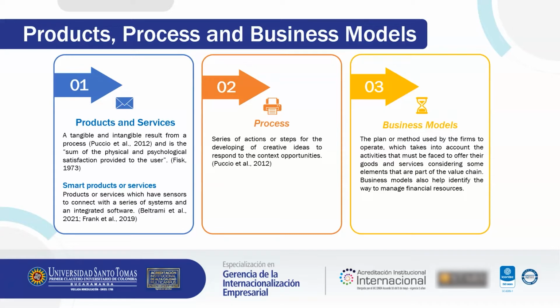A process is a series of actions or steps for developing creative ideas to respond to the context opportunities. A business model is the plan or method used by firms to operate, which takes into account the activities that must be faced to offer their goods and services, considering some elements that are part of the value chain. A business model also tries to identify the way to manage financial resources.